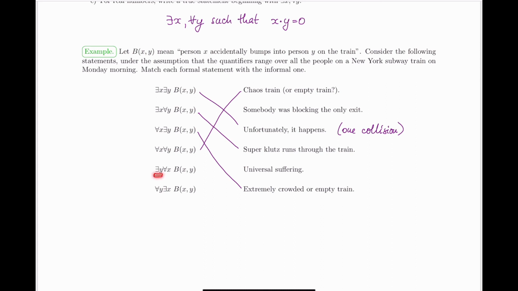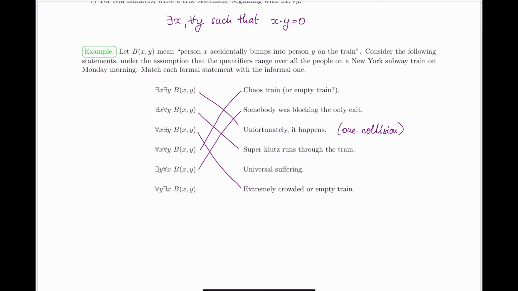There is a Y, so the second person, so that for all X's, someone bumped into them, right? So there is someone very special so that everybody else bumped into them. That's likely that they were in everybody's way and therefore simply blocking the exit.